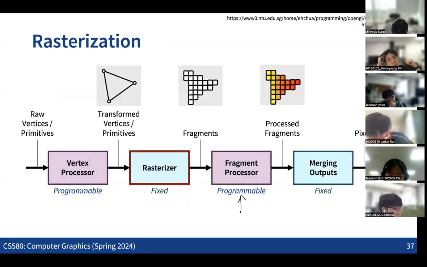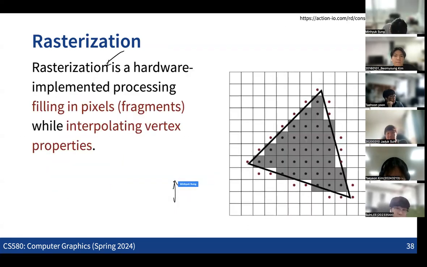Okay, once we have applied this processing to the vertices, we are going to use the projected or transformed vertex information to fill out each pixel. That's what happens in the rasterizer. Rasterization is a process implemented in hardware. Typically we do not implement it ourselves, but just use the pre-implemented function in the hardware to fill out the pixels using the projected vertex information.